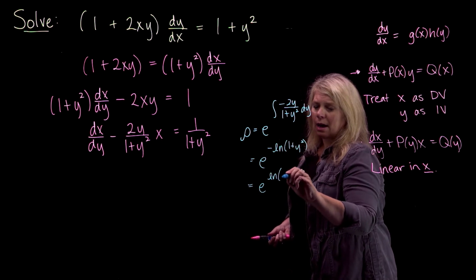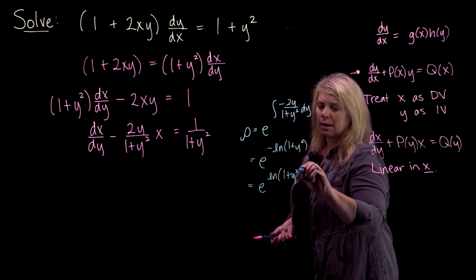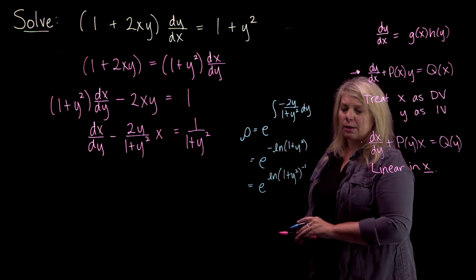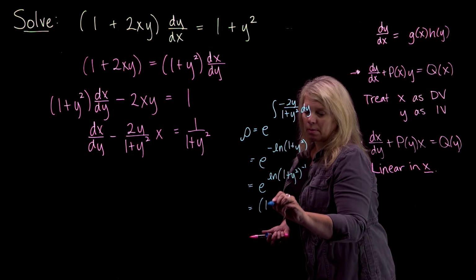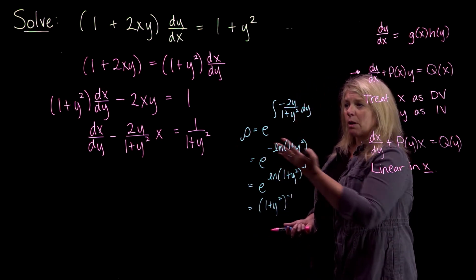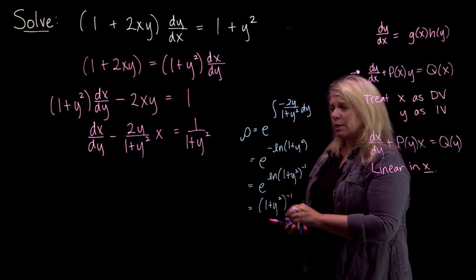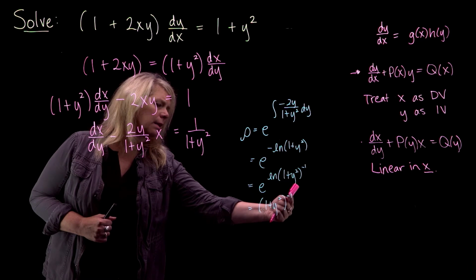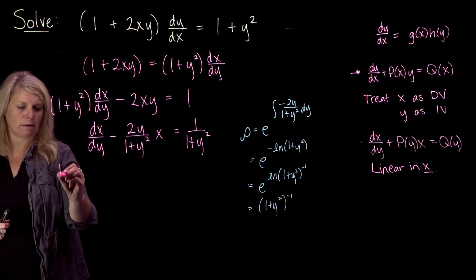Simplifying that, remember that you can use that property of logarithms to write this as e to the ln of 1 plus y squared to the negative 1, and then your exponential function and logarithm function undo each other. So there's your rho. That's what you want to multiply through your differential equation by. I'm going to write this as 1 over 1 plus y squared, since that's what I already have here.